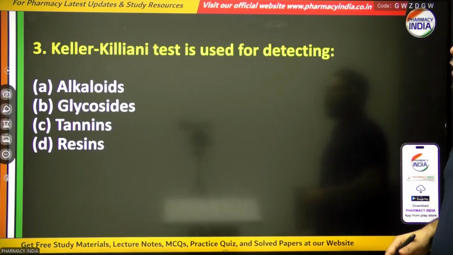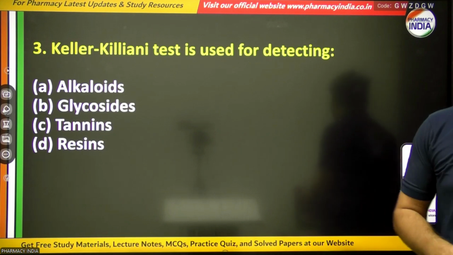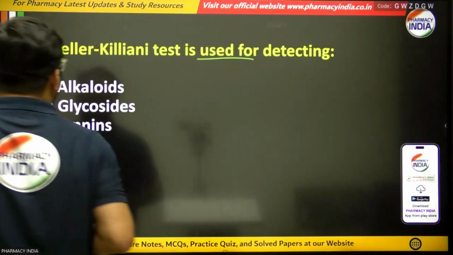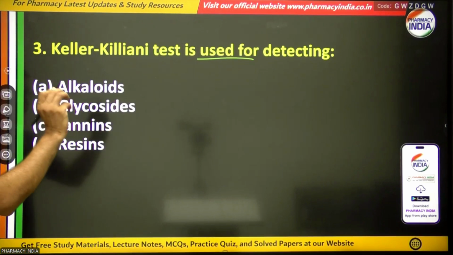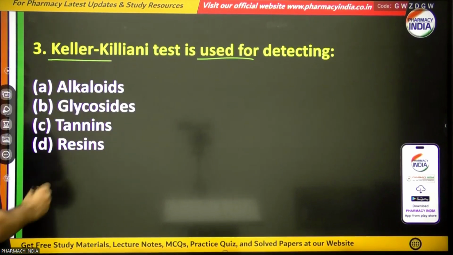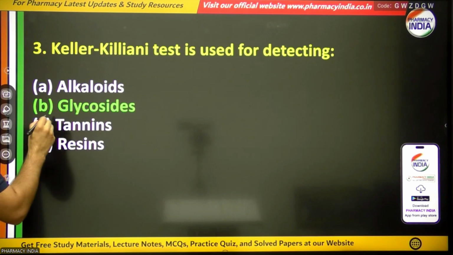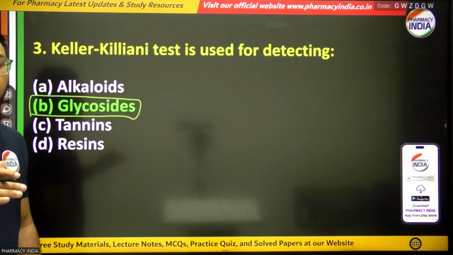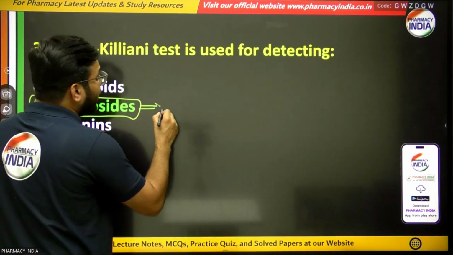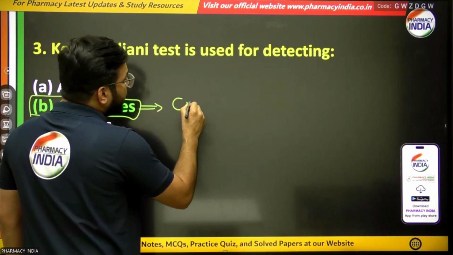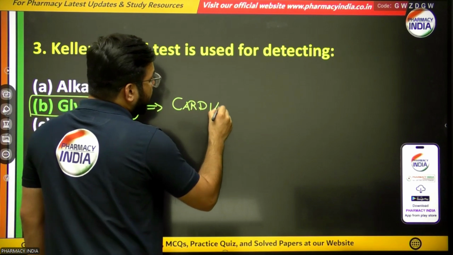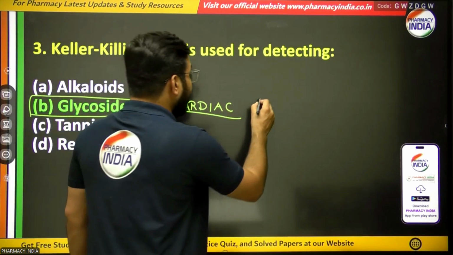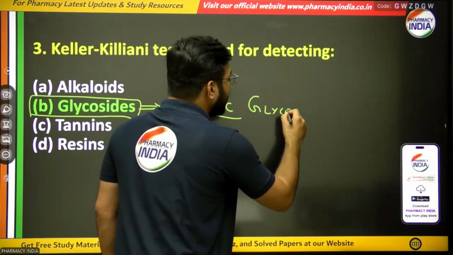Yes. Now coming to the next question, from the chemical tests: the Keller-Killiani test is used for detecting mainly... So the Keller-Killiani test is used for glycosides, and specifically it is for cardiac glycosides. What do you mean by cardiac? Means for the heart. Mainly cardiac glycosides.